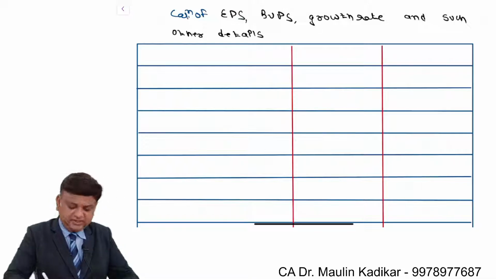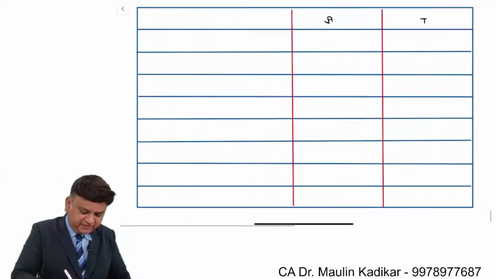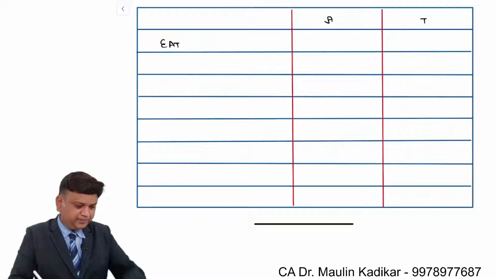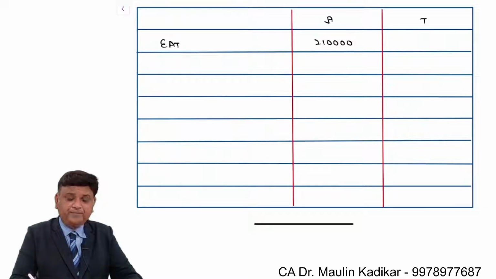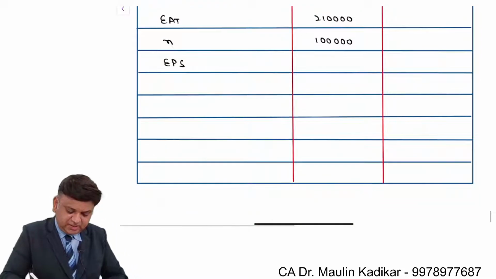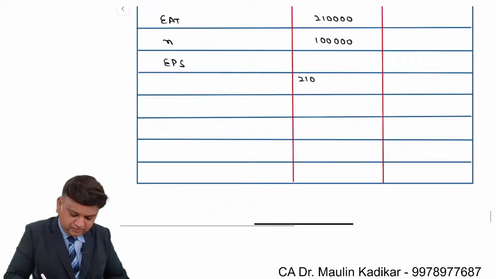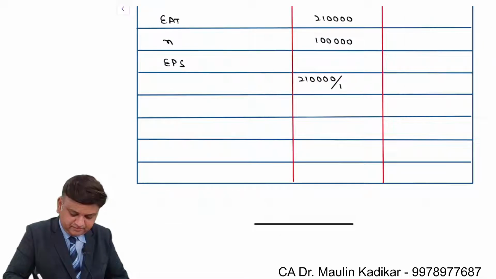See, there are two companies, A and T. As far as earning after taxes is concerned, for A company it is 2,10,000. Next is the number of equity shares, 1 lakh. Earning per share is earning after taxes, 2,10,000, divided by the number of equity shares, 1 lakh. That comes to 2 rupees 10 paise.